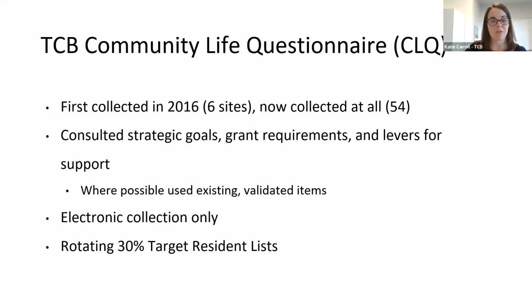That's about 50. In order to create the survey, as Nicole had mentioned, the director of research at the time looked at TCB's strategic goals, specific community life strategic goals that were set, as well as existing grants, what was required, potential areas of impact they could have on residents, like voter registration, and a broad swath of what could be things that would be of interest to future funders or future grants.